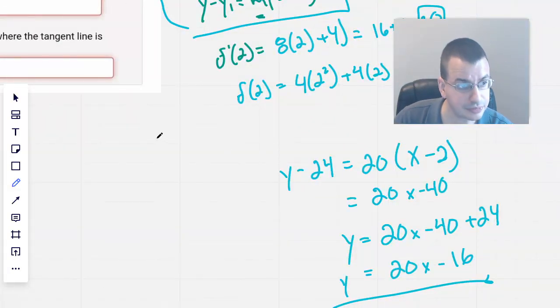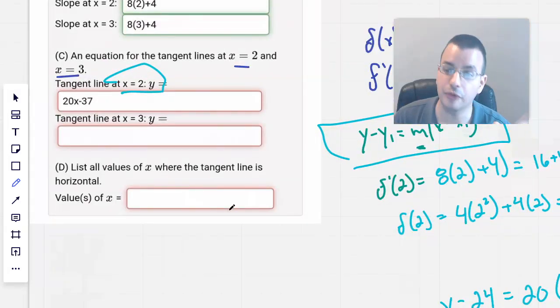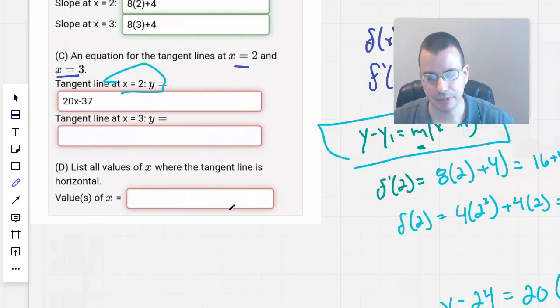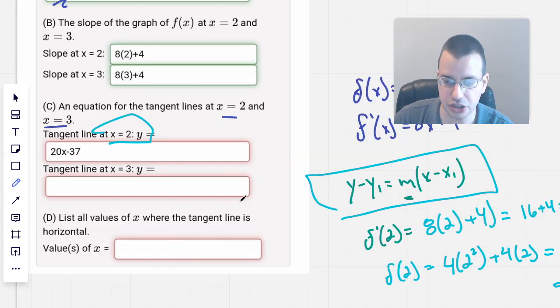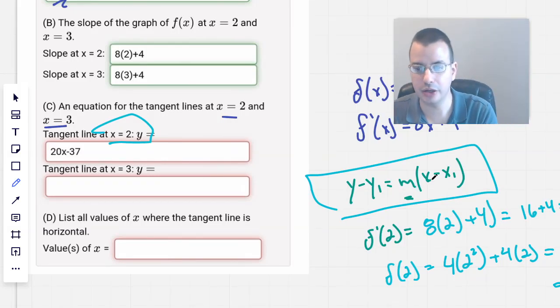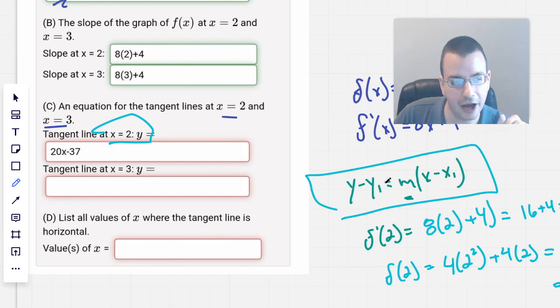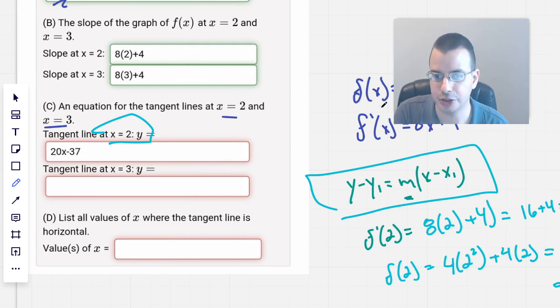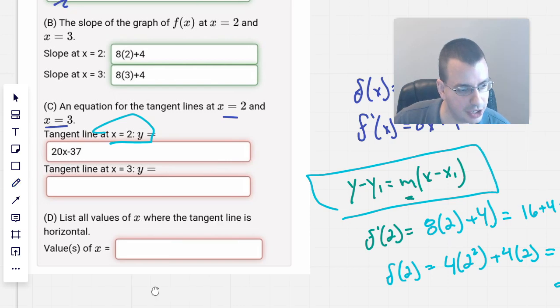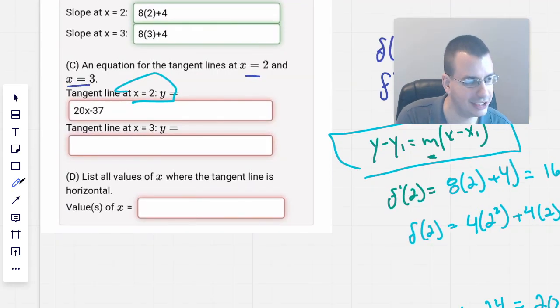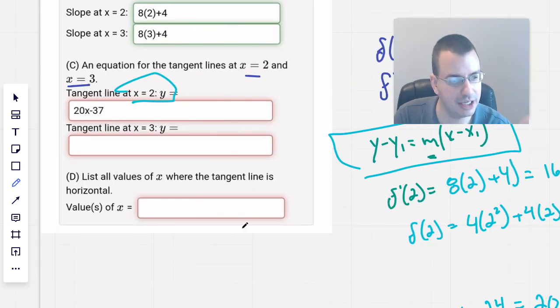And then for x equals 3, same thing. We will use the general idea of y minus y1 equals m times x minus x1. We'll solve for the slope, m, and we'll also solve for f of 3. So you basically plug 3 in for x. Same idea.